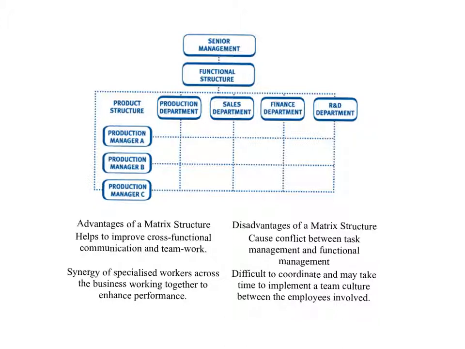Synergy of specialised workers across the business working together to enhance the performance. So again, you've got specialists from different functional areas working together, and teamwork is absolutely essential for this to work. The disadvantages of a matrix structure, it can sometimes cause conflict between the task manager and the functional manager. So for example, if you think about the marketing specialist that has joined this team, they might still have their day-to-day responsibilities from the marketing functional manager. However, they might be prioritising this project, and therefore there's that conflict of who should they really prioritise, the project or their usual functional job.